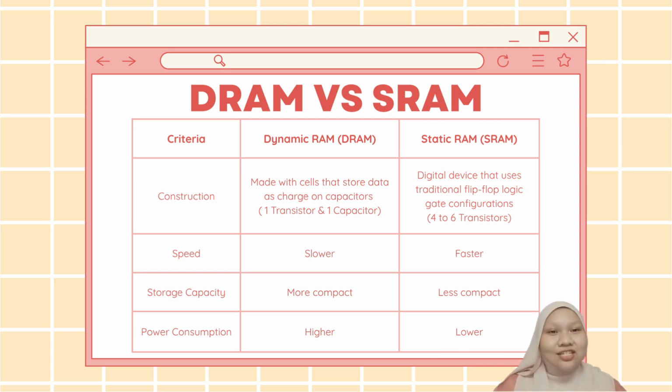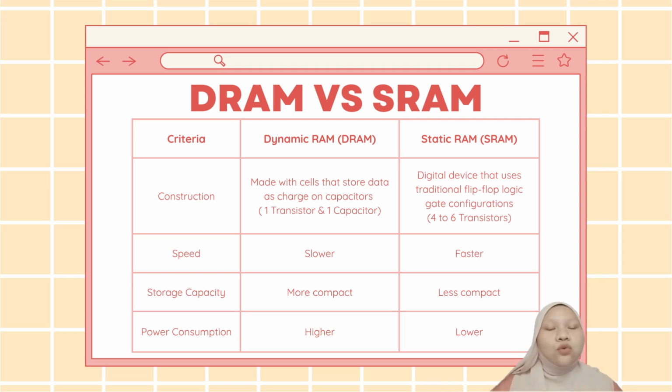The structural difference directly affects their speed. DRAM is slower because the stored charge on the capacitor tends to leak away, meaning it requires continuous and periodic charge refreshing to maintain data. SRAM is much faster because it holds data statically if power is supplied, without needing any refresh cycle.